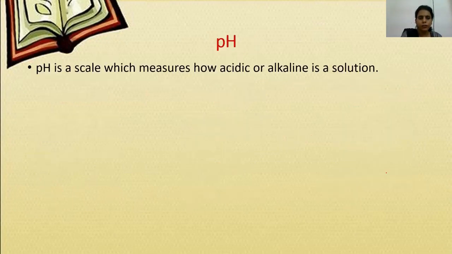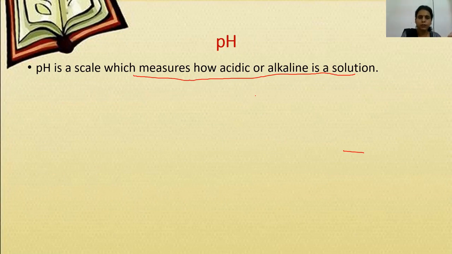Now the next factor which affects rate of reaction is pH. In chemistry you have studied that the full form of pH is power of hydrogen. In general, we can say that pH is a scale which measures how acidic or alkaline a solution is. For example, if you have been provided with any solution, and you have to check whether it is acidic or alkaline in nature, you can use different indicators.